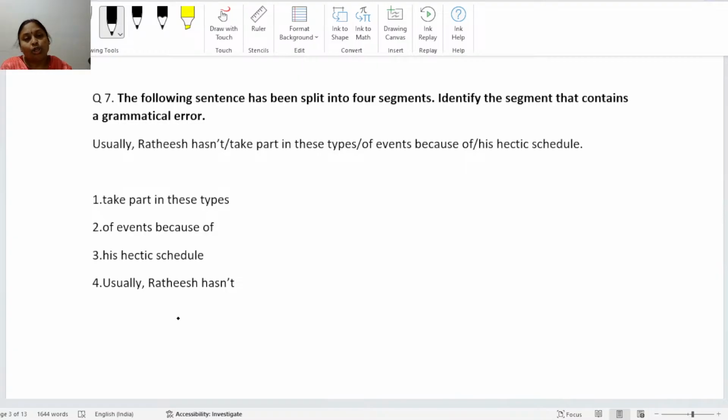Usually Ritisha has not taken part in these types of events because of his hectic schedule. What is the meaning of hectic? Busy schedule. Hectic is nothing but busy schedule. So in that case, usually, so here Ritisha has not. This is a mistake. So regarding this, usually means here instead of has not, we are supposed to take doesn't. So here this is the mistake. So instead of that we have to take doesn't. So that's why answer will be 4.